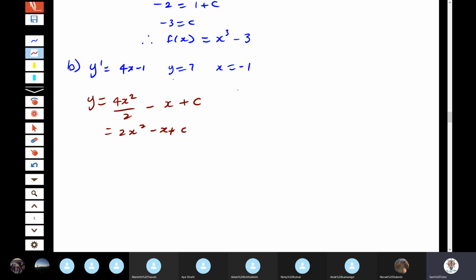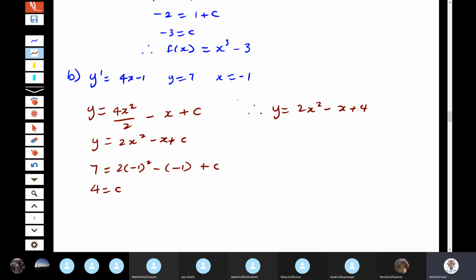Yep. And then we sub in y equals 7 and x equals -1 and find c. That's when you do need to use brackets, because you don't want to get it wrong. There you go. So that's 2 plus 1 is 3. 7 take away 3 gives you 4. And therefore y equals 2x squared minus x plus 4. Very easy. Easiest 2 marks you're going to get in your papers for that.